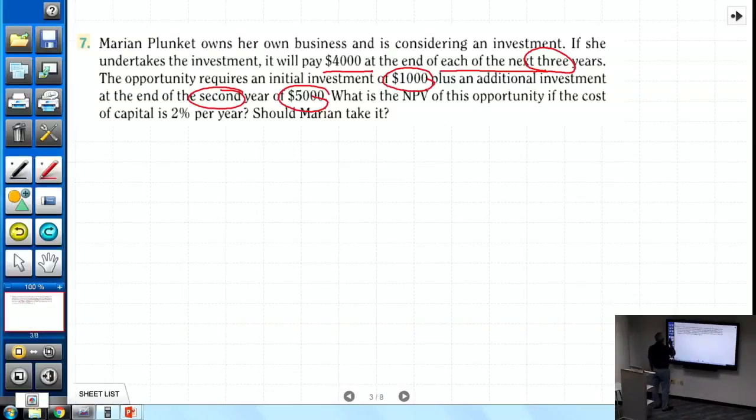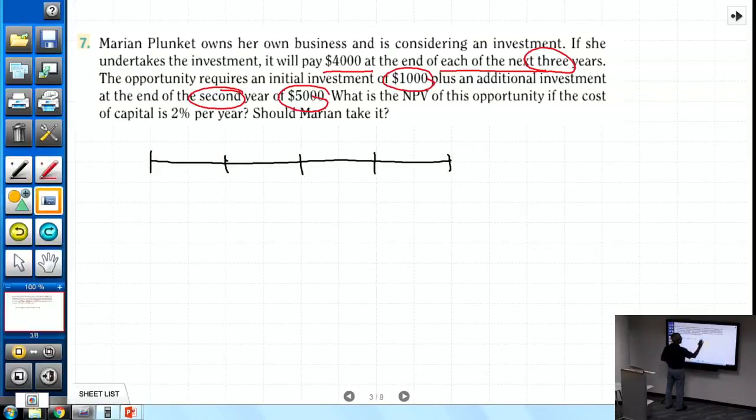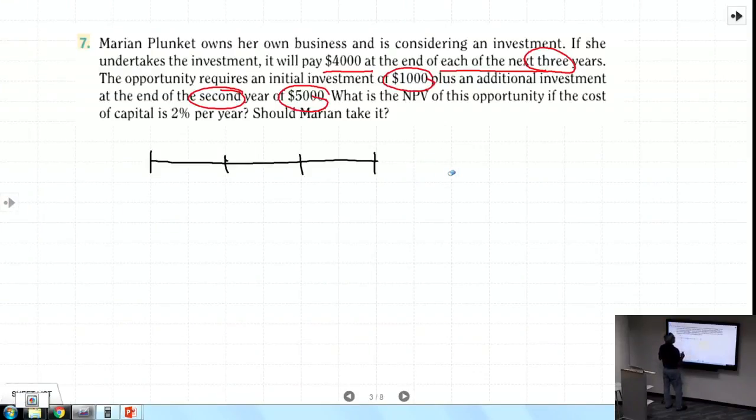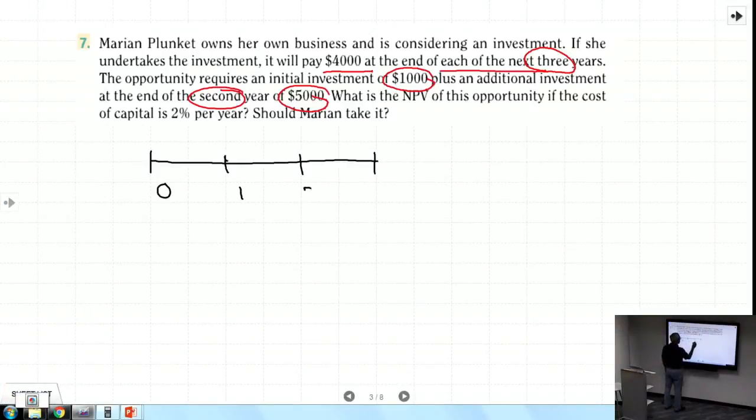So, again, we do a timeline. It's a 3-year model. So 0, 1, 2, 3. It requires an initial investment of 1,000. So I'm going to put this 1,000 negative. It is followed by a payment of 4,000 each year.